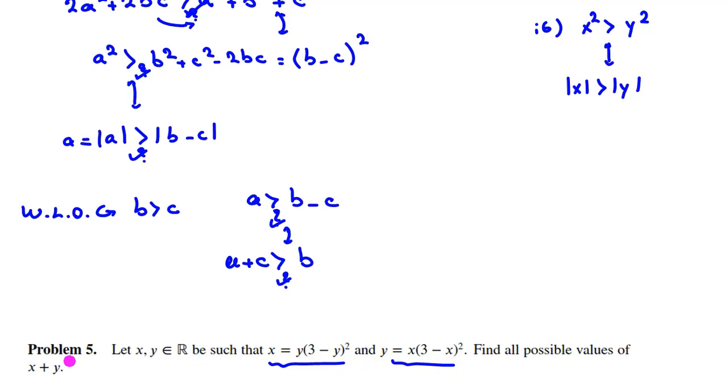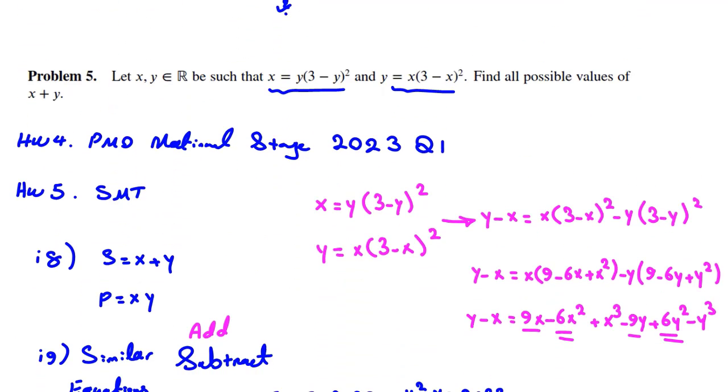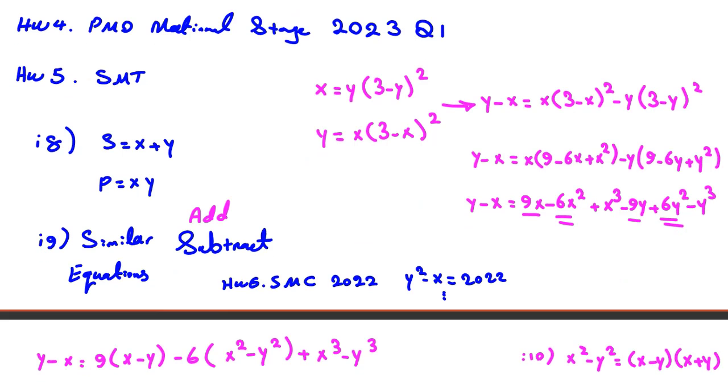When we have x plus y, when we have a product, something like this, changing variable can be very useful. For example, one problem of PMO, the Philippine Mathematical Olympiad National Stage 2023, problem number 1, you can solve with this idea. Changing variable is: S equals the sum of them and P equals the product of them. It is the first changing variable that we should use.